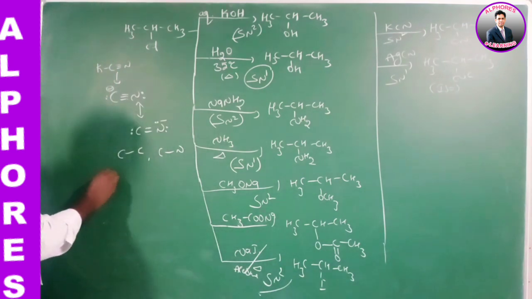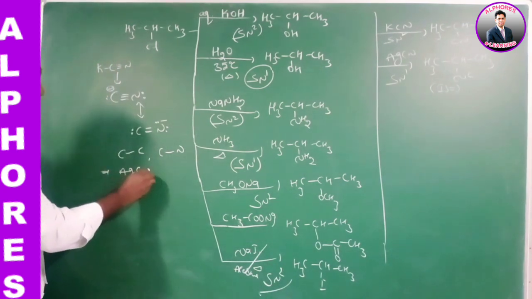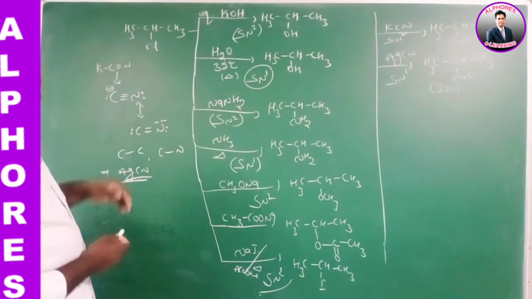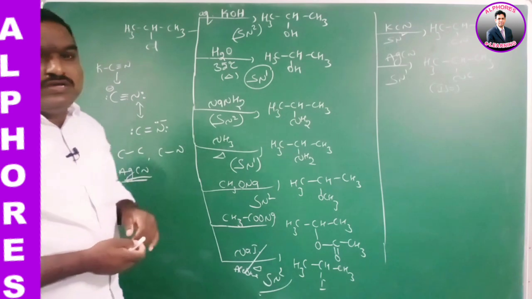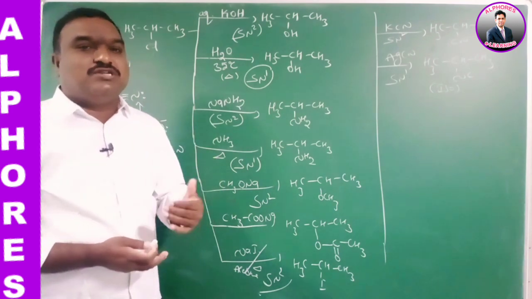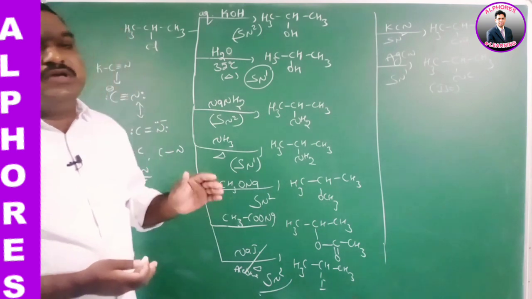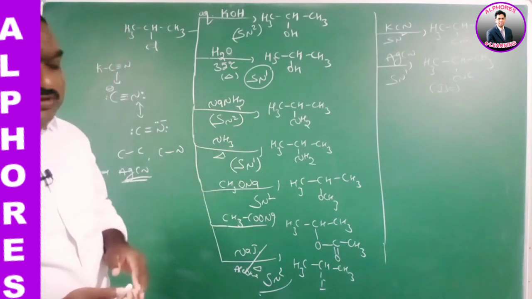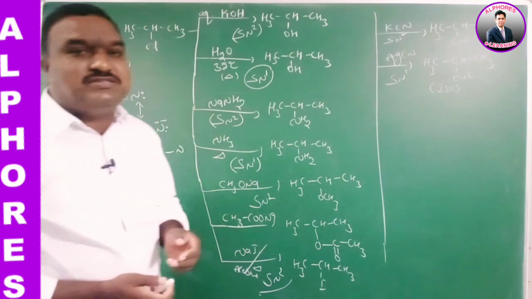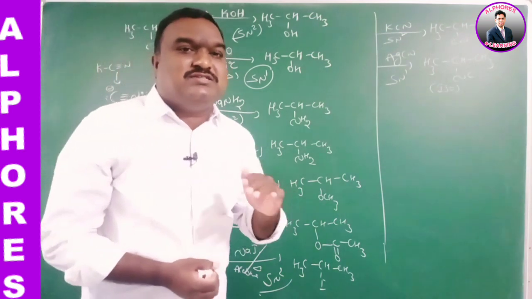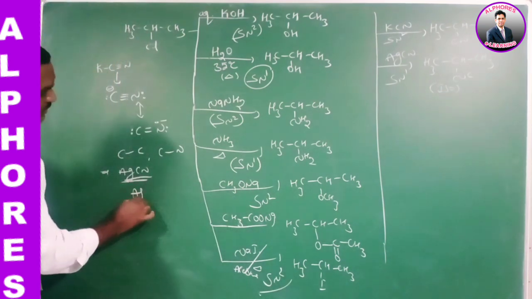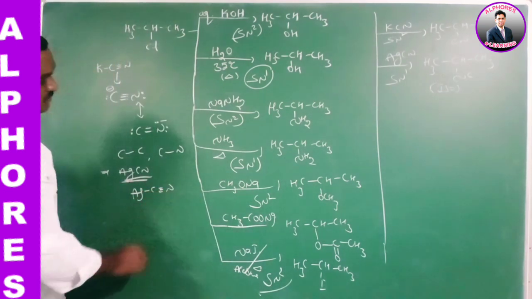Wherever AgCN is given, it has covalent nature when compared to KCN. KCN has ionic nature, easily undergoes dissociation, then forms K plus and CN minus. Wherever silver cyanide is given, it has covalent nature here. So here Ag C triple bond N is given.